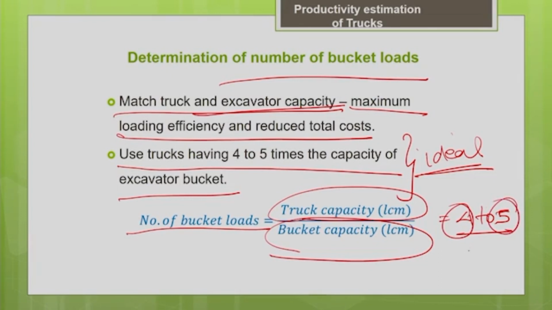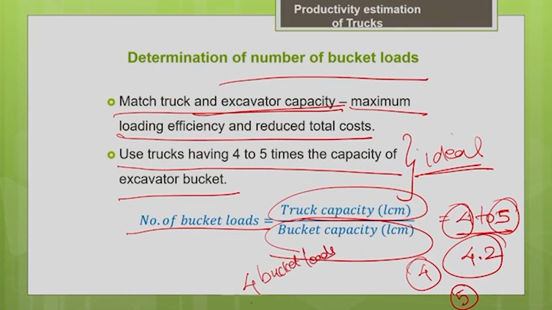But if you are getting a decimal number, say 4.2, in that case you have to round the bucket load. Either I should round it to 4 or I should round it to 5. Basically, when it is less than 4.5, we round it to 4. But if it is greater than 4.5, it is better to work out the economics of both the cases. If I go for 4 bucket loads, what will be the unit production cost? If I go for 5 bucket loads, what will be the unit production cost? It is always better to work out the economics of both cases and make the choice.